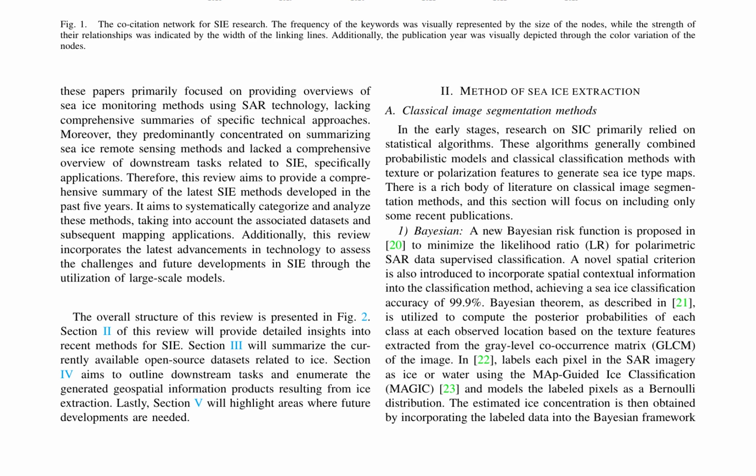The paper also reviews the accessible ICE datasets, including SAR-based datasets, the optical-based datasets, and others. It outlines downstream tasks and enumerates the generated geospatial information products resulting from ICE extraction, such as climate research, navigation, geographic information systems, GIS, production, and others. Finally, the paper highlights areas where future developments are needed, providing insightful observations and inspiring future research directions.